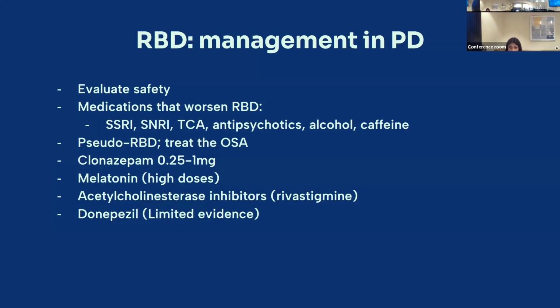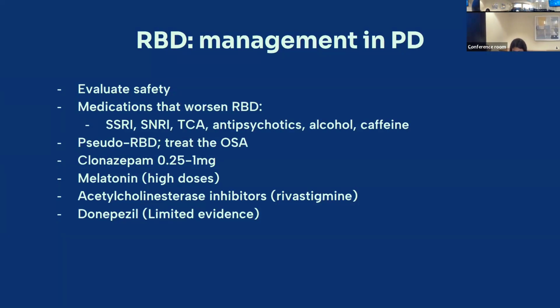And then as far as medications, clonazepam and melatonin are the two big ones. Clonazepam at doses of 0.25 to 1 and even up to 2 milligrams has been studied. Melatonin at high doses, 10 to 15 milligrams. And then these acetylcholinesterase inhibitors, so rivastigmine and donepezil, have limited evidence.